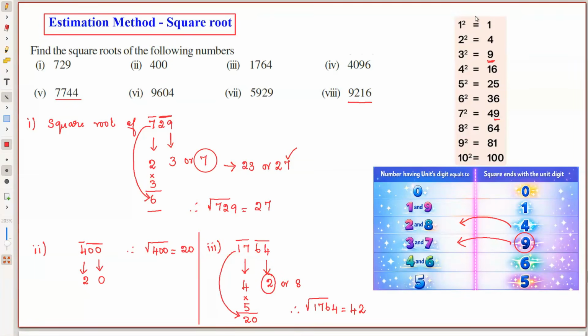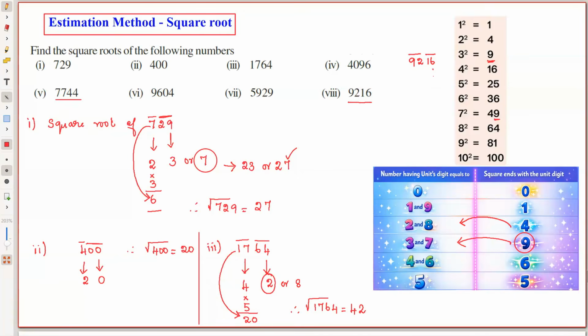Okay. So now I am just taking 9216. First step, you just place the bar over 2 digits. We are going to find out the square root. So place the bar over 2 digits.